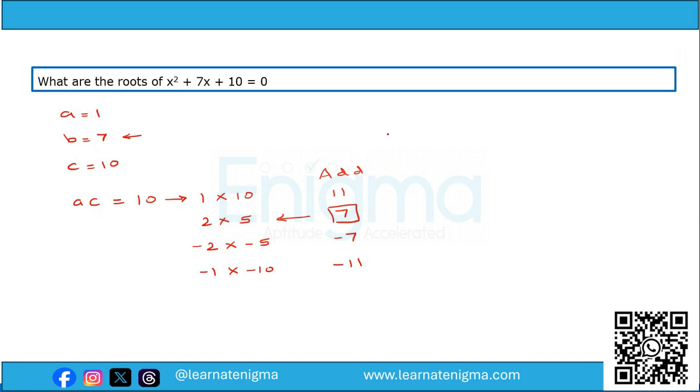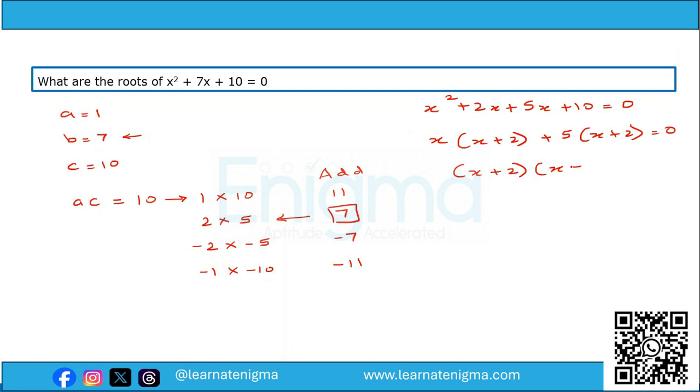So we split the middle term 7x as 2x plus 5x. So we have here x squared plus 2x plus 5x plus 10 is equal to 0. x into x plus 2, plus 5 into x plus 2 is equal to 0. So x plus 2 multiplied by x plus 5 is equal to 0. So we can say that the roots are x is equal to minus 2 or x is equal to minus 5.